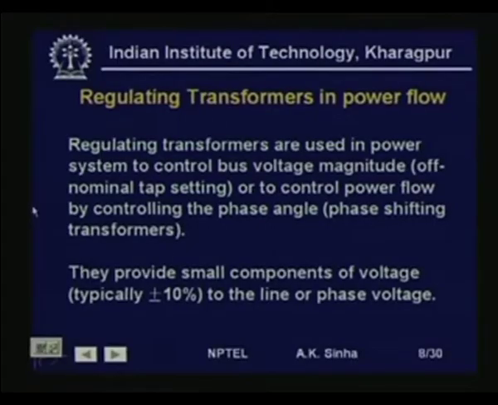Next, we will talk about including regulating transformers in power flow solution. Now, what are regulating transformers? Regulating transformers are basically transformers which are used to control the voltage magnitude or the power flow on the transmission line. So, the voltage magnitude of the bus bar or the power flow through a transmission line.